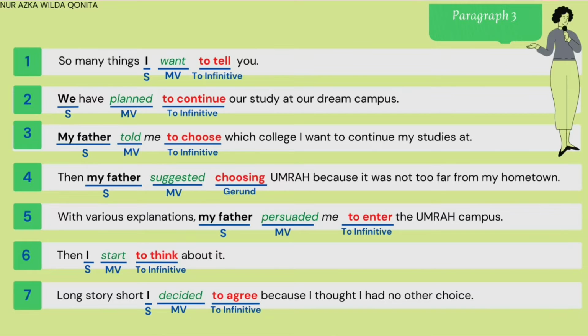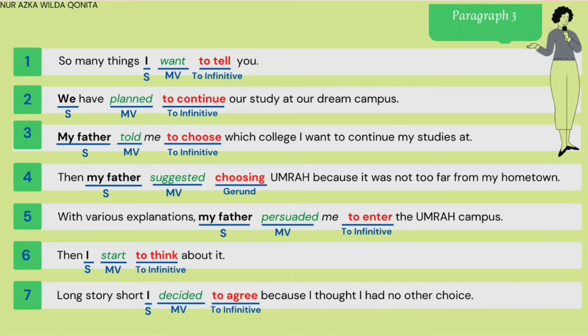So I in here is the subject, want in here is the main verb, and to tell in here is the to infinitive. Number 2, we have planned to continue our study at our dream campus. So we in here is the subject, plan in here is the main verb, and to continue in here is the to infinitive.